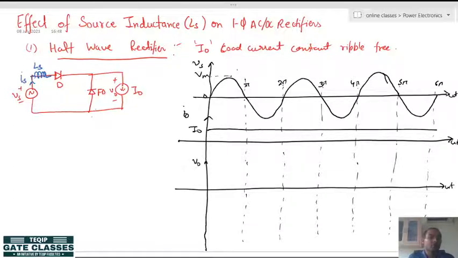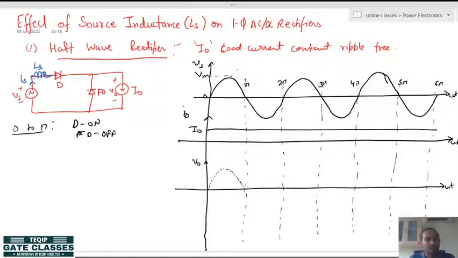Now what is happening? Let us start with the initial cycle, from 0 to pi. From 0 to pi, the main diode will be on and the freewheeling diode will be off. So the load is in parallel with the source, and you will get the full output voltage, which I am drawing like this, as you get in the half wave circuit. Here the diode is on and the freewheeling diode is off, no problem with this.